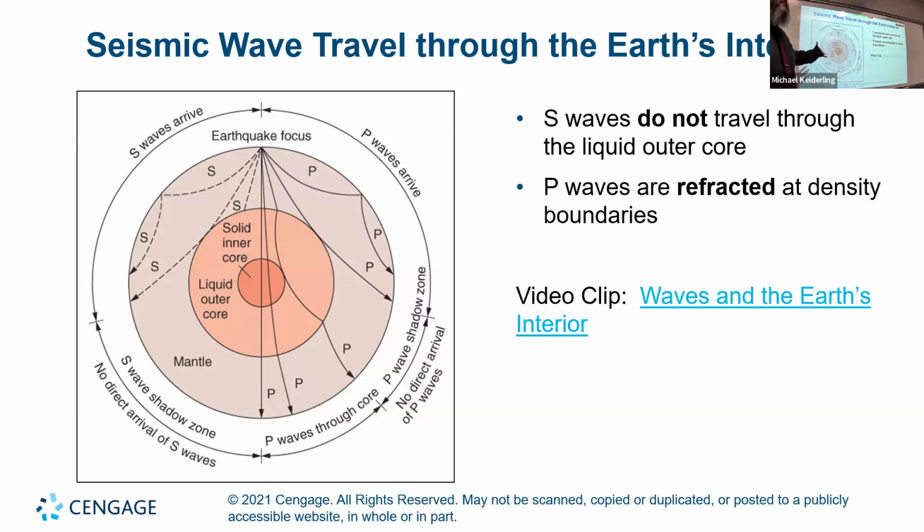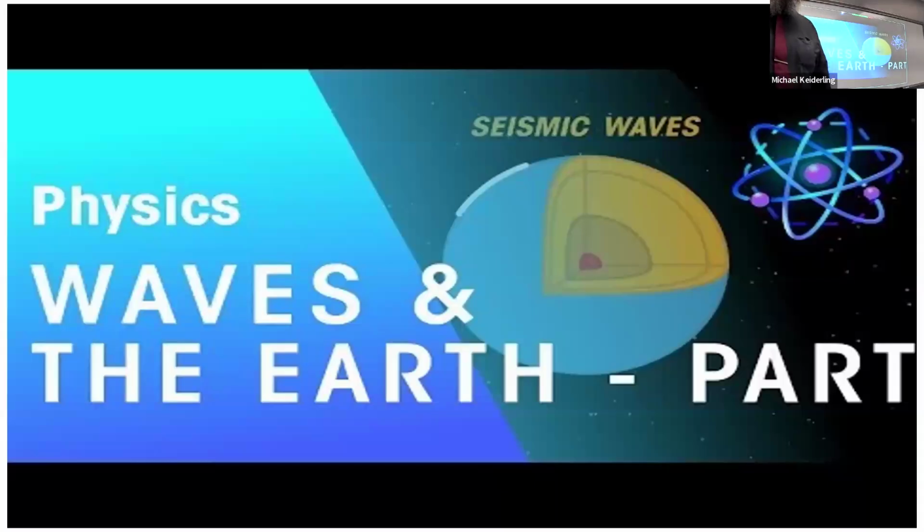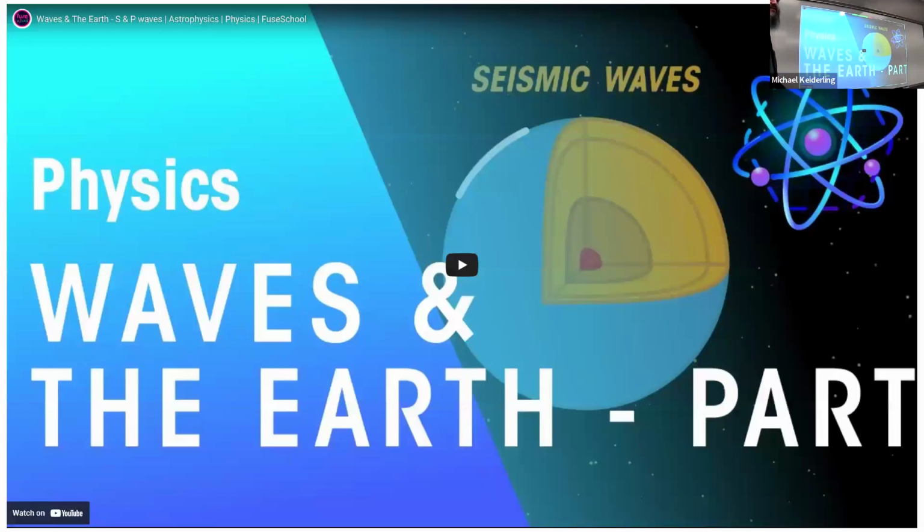So this allows us to build up a picture of the Earth's interior. This is a simplification. The actual interior of the Earth is not so nicely perfect spheres. It's messy and weirdly shaped, but it's roughly like this. So seismic waves inside the Earth let us understand the interior of the Earth.